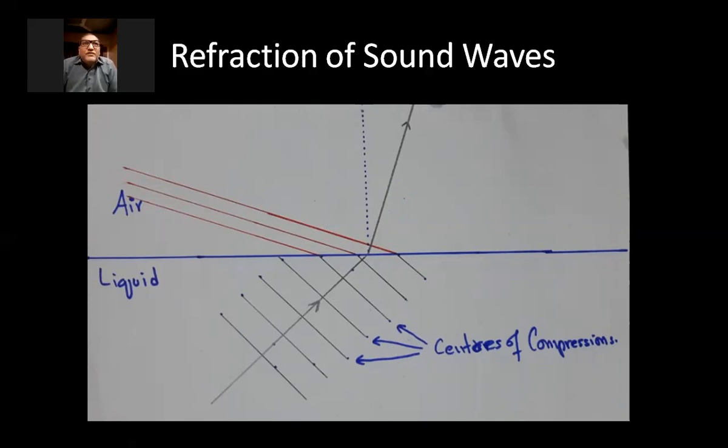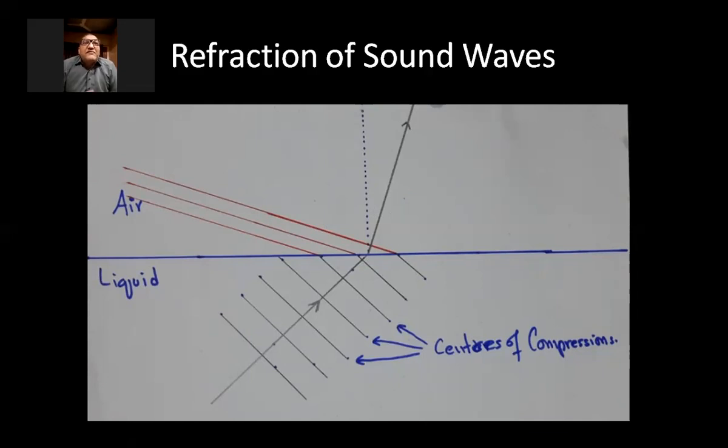So I hope that you will be able to understand that when sound waves enter from liquid into air, the one thing which you should understand is their speed will decrease. The speed of the sound will decrease. So that's why the wavefronts will bend towards the normal. And this is how you draw the wavefronts of the sound.